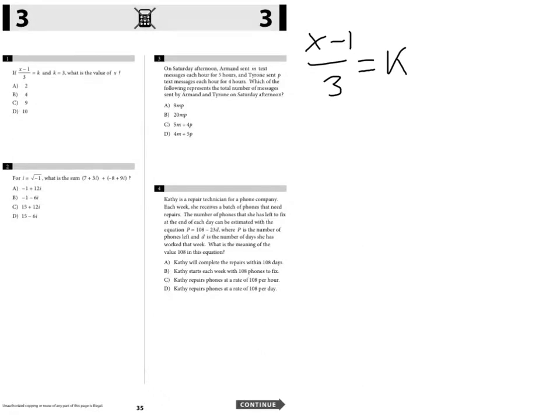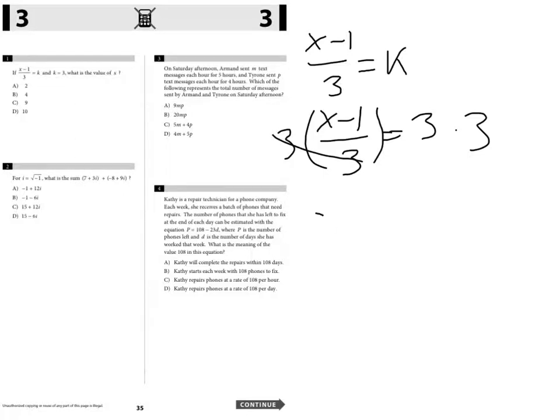Alright, look at number 1 right here. If x minus 1 over 3 equals k, and k equals 3, what is the value of x? So I rewrote it over here to the right, but thankfully we know what k is. x minus 1 over 3 equals 3. Sweet. We can now just multiply both sides by 3. Whatever you do to one side, you do to the other. Thankfully on this side, my 3's cancel. We have x minus 1 equals 9. Then, after adding 1 to both sides, x is equal to 10, which gives us an answer choice of D.